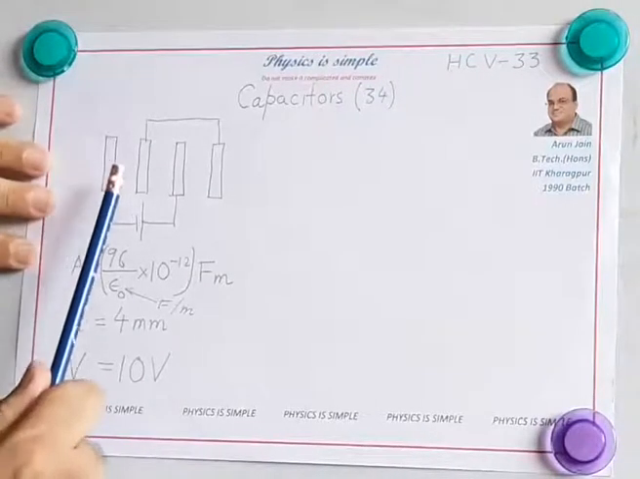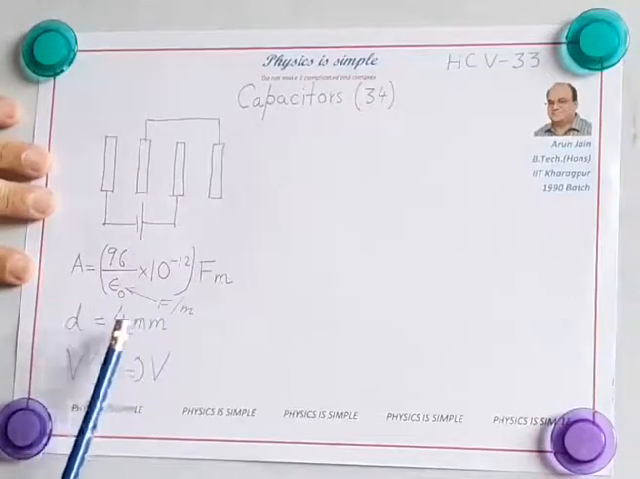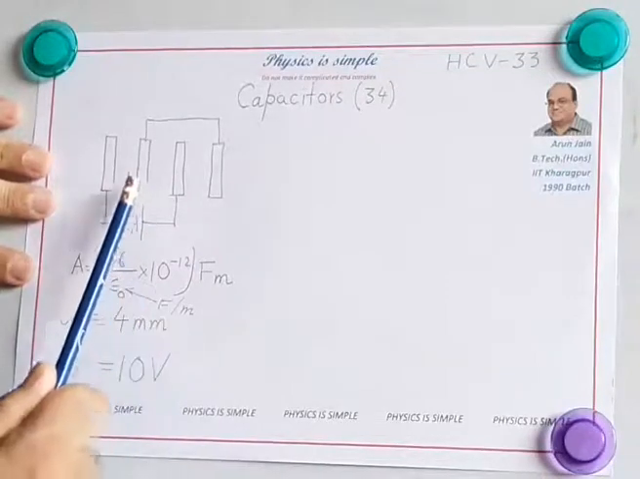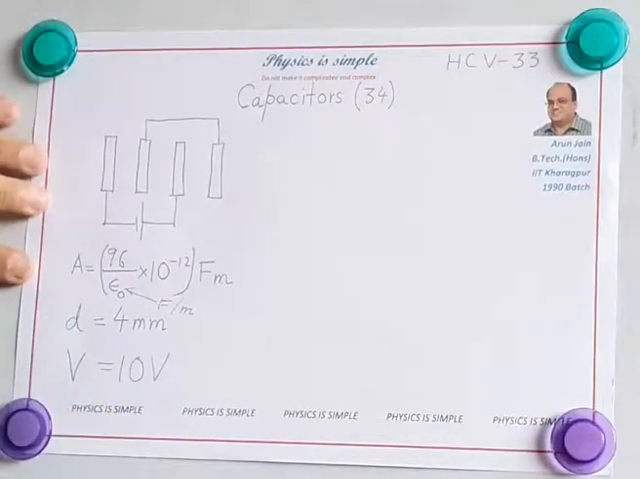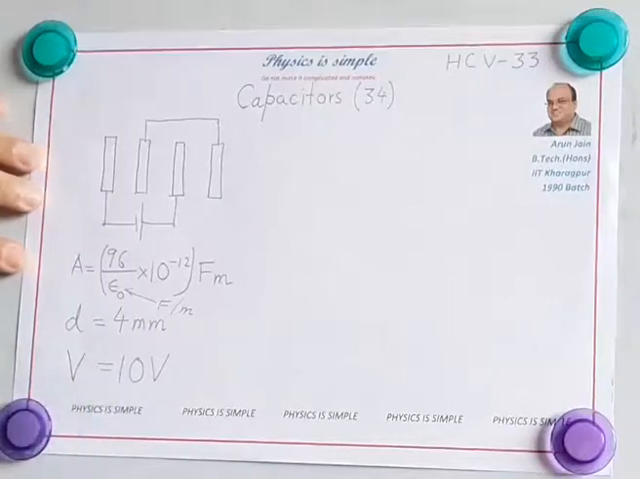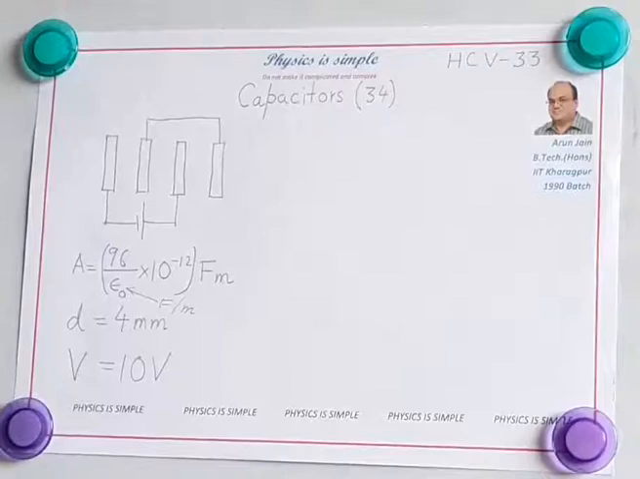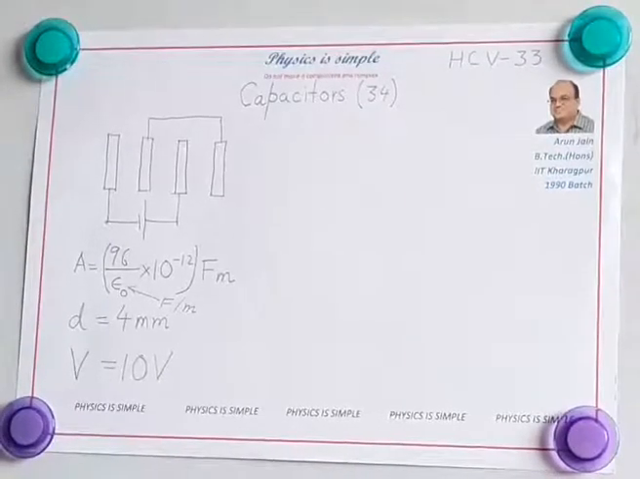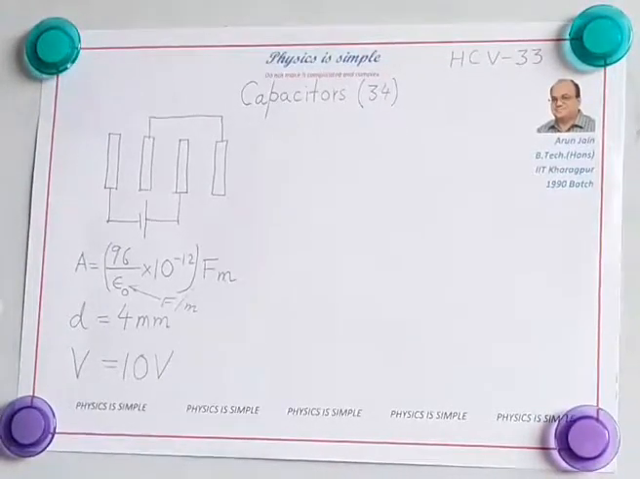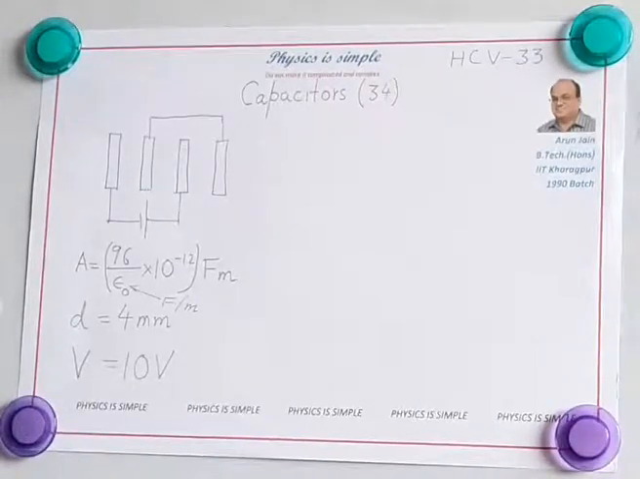The distance between the plates is 4 mm and the EMF of this battery is 10 volts. The question is, what is the charge supplied by the battery to the plates connected to it? So how to handle this question? How to attack this question?